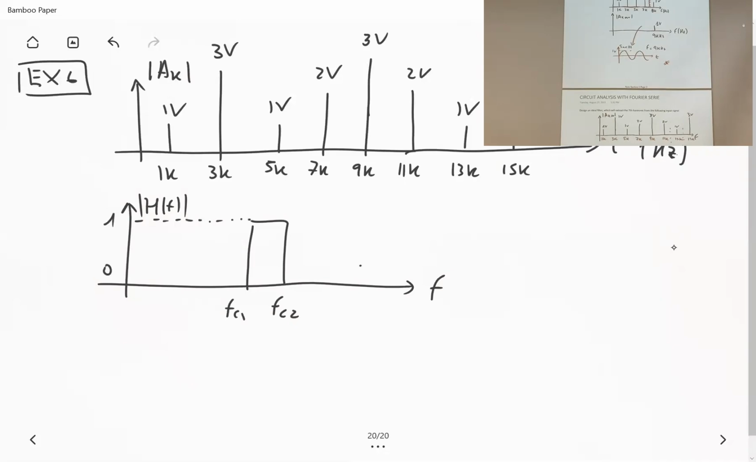And the question is, of course, you have to design it. So you have to decide where FC1 and FC2 should be, right? Where should we place them in your opinion? Yeah, so it should be slightly before 13 kilohertz and slightly after 13 kilohertz. For example, we can decide FC1 is 12 kilohertz and FC2 is 14 kilohertz. So this filter will make pass just the harmonic at 13 kilohertz. We just designed the ideal filter.